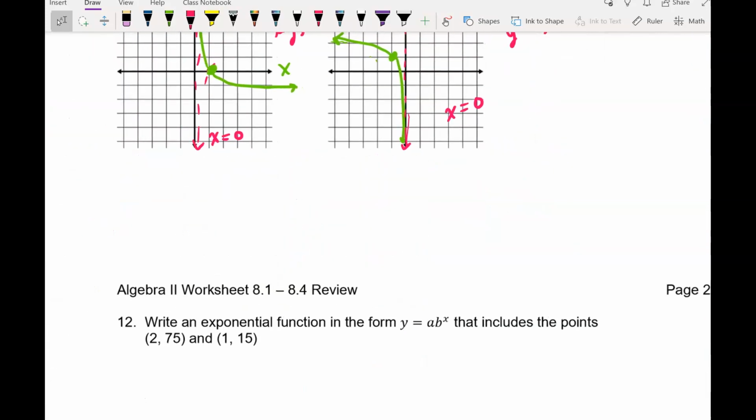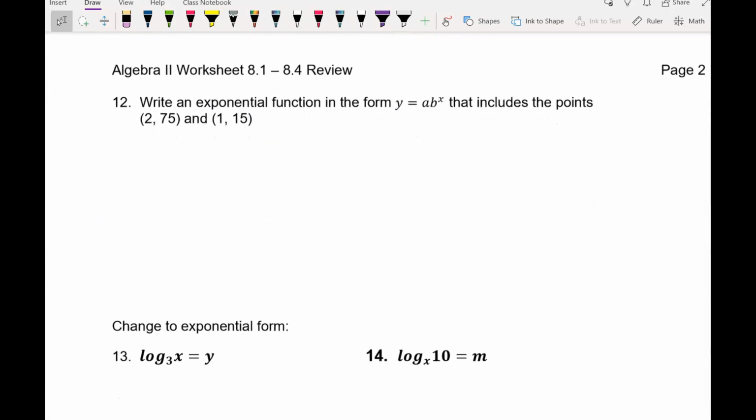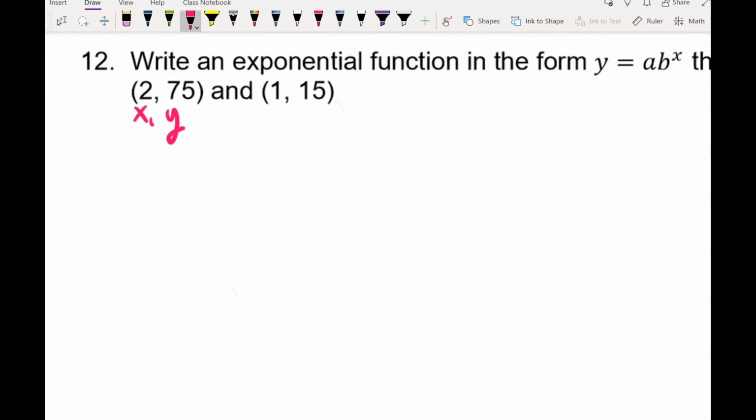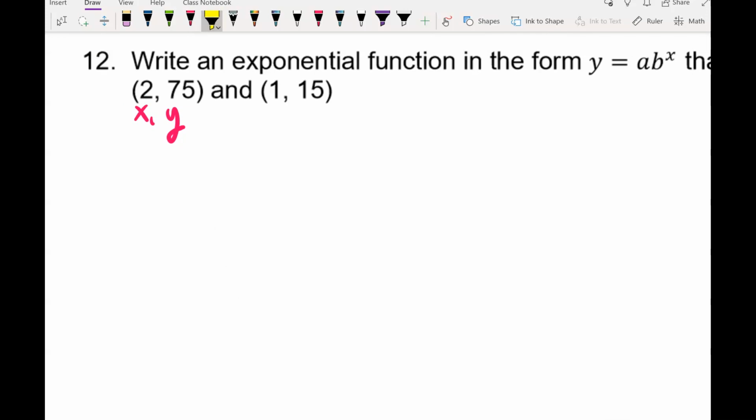All right, moving on to number 12. We learned this in section 8.1b. It says write an exponential function in the form y equals a b to the x that includes these points. Okay, first thing I notice is this is an xy point, and this is an xy. First thing I start with here is I have to plug in x and y for x and y.